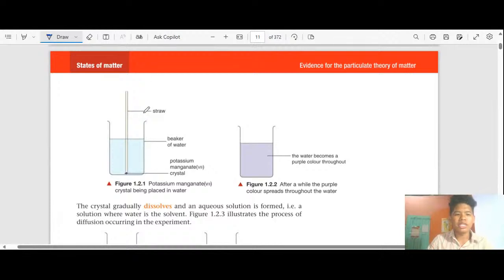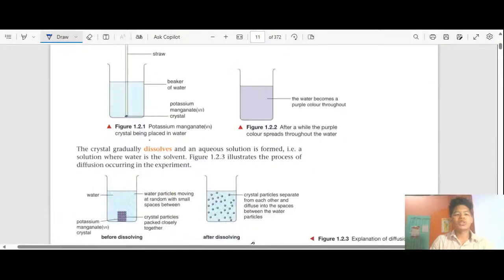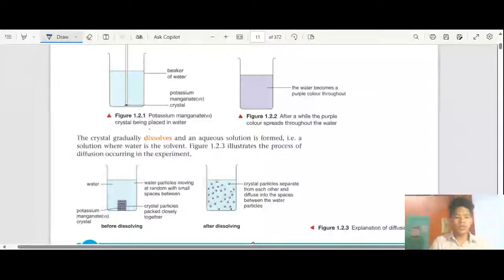So what happens is that if you put a straw and you put a little bit of potassium permanganate in it, eventually, over a period of at least 2 to 3 minutes or a couple of seconds, the purple color spreads throughout the water. The water becomes a purple color throughout. The crystal gradually dissolves and an aqueous solution is formed, i.e. a solution where water is the solvent.